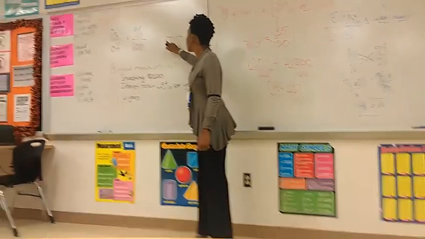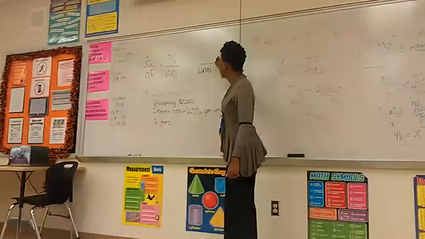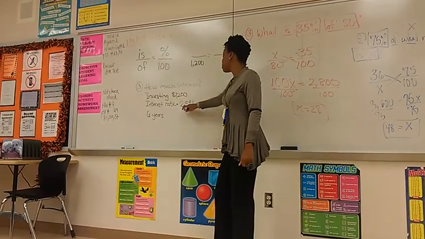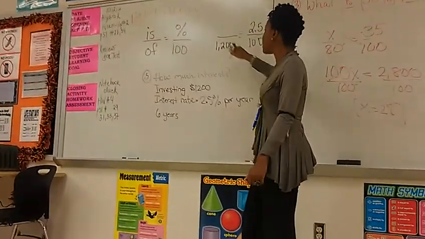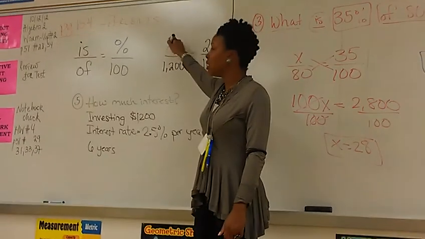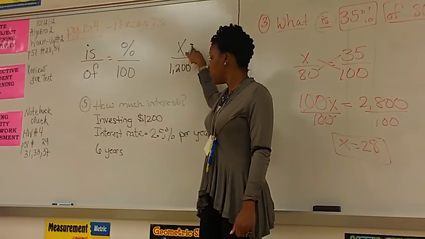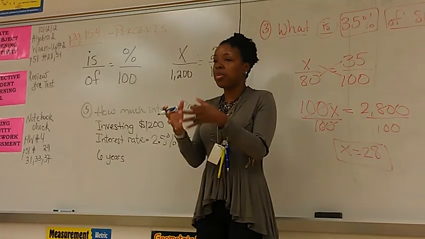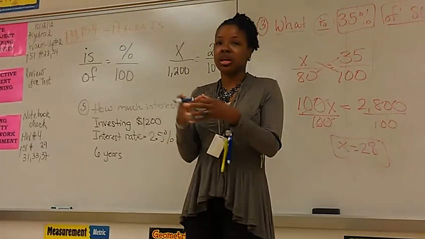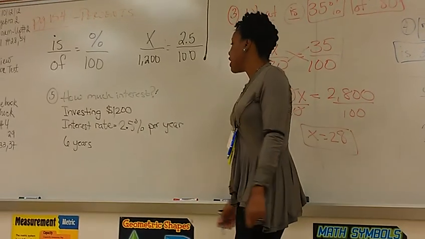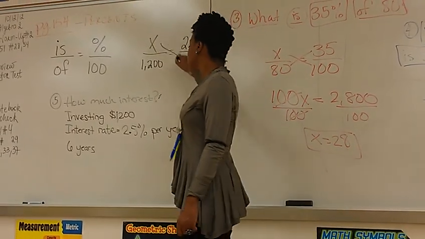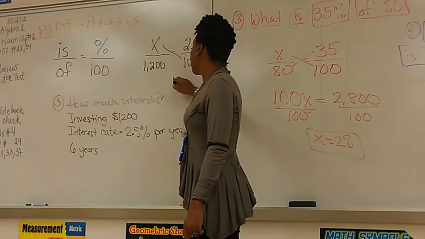Okay? Now, what else do we know that's obvious? Start with the obvious things. 2.5% and 100, right? So what's obviously missing? The "is." That's the part. That's going to be your interest. That's the part that's missing. Interest is just a small part of your total amount of money. So now, what's 100 times x? 100x. What's 1,200 times 2.5?